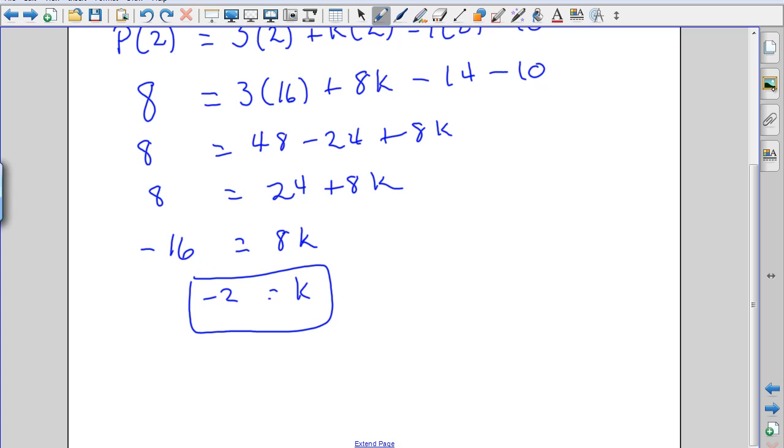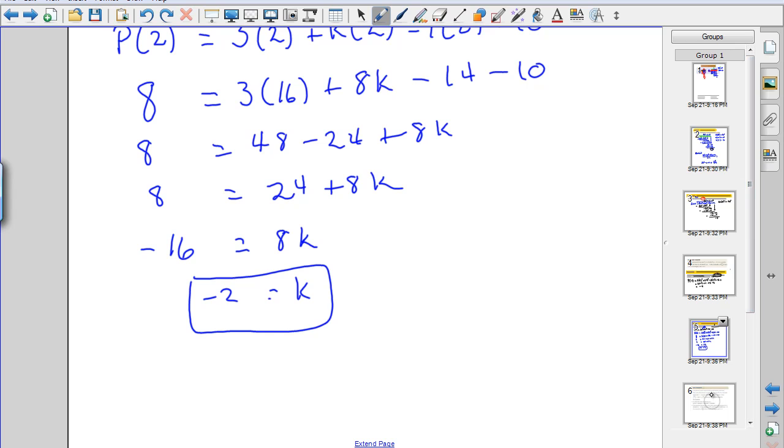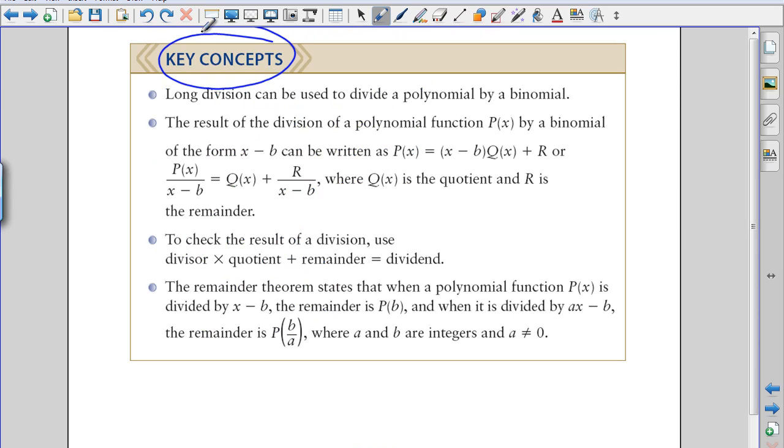So this completes all the examples. The key concepts are very important. Make sure you read through those. You may want to pause and read through, or flip to your textbook.